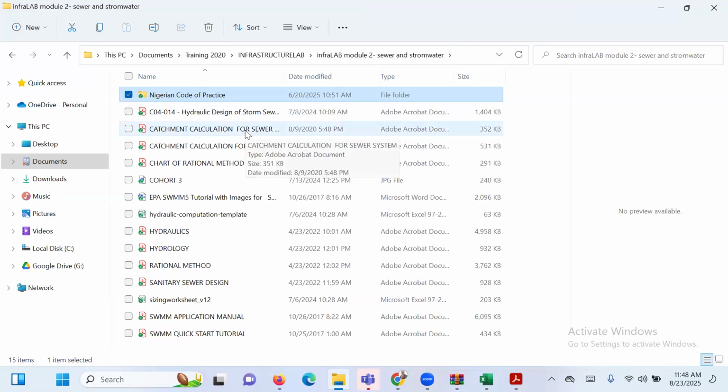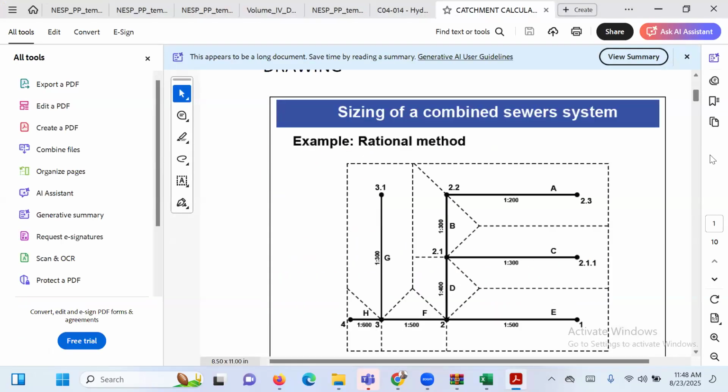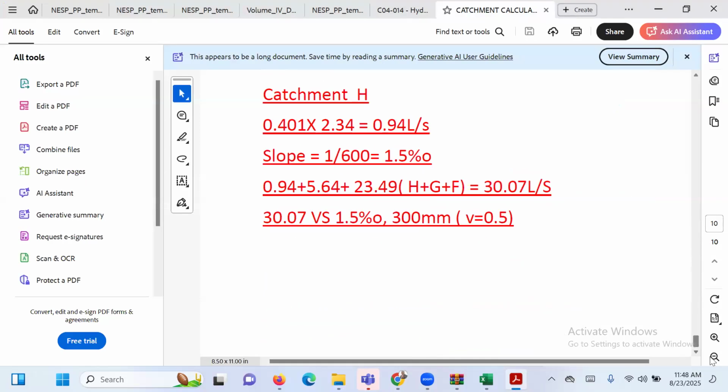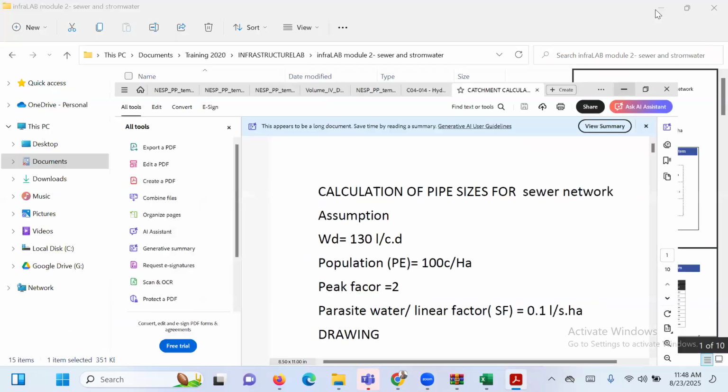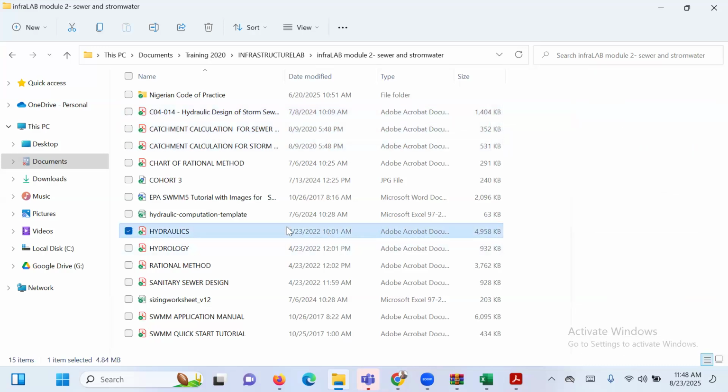Then next week, this is a design calculation for sewer. We'll do it next week. That example I gave you, I'm going to design everything here. After doing it for sewer, we'll do it for storm. So these are the two components: we talk about stormwater on one side, and sewer on the other side. Please, any question?